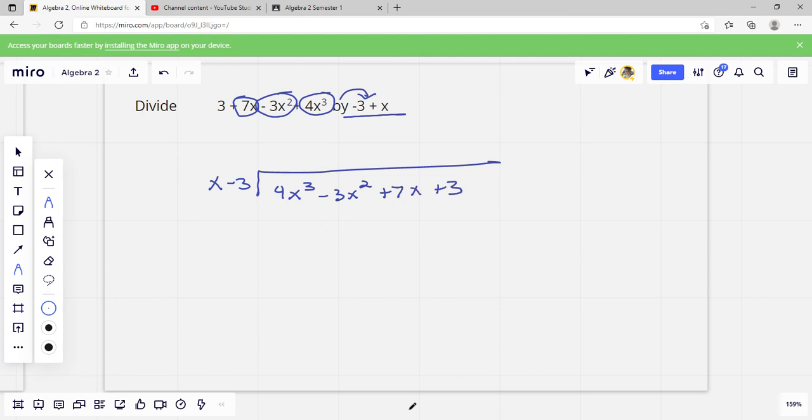Okay, so I'm going to start by saying how many times do I have to multiply x to get 4x to the third. I need 4, and then I need to multiply times x squared to get up to x to the third, seeing how my squareds are over each other. Then I'm going to multiply 4x squared times negative 3. 3 times 4 is 12. That would be negative 12x squared, and then 4x squared times x, which would be 4x to the third. Now I'm subtracting, so I change the sign. This would be 0, and now I've got 9x squared. 12 minus 3. Bring down my 7x.